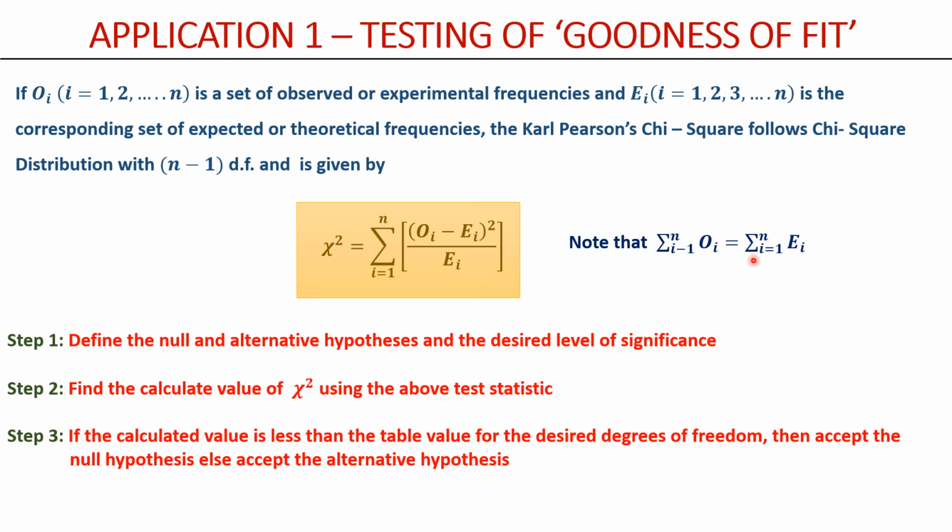So the working rule goes this way. We first define the null and alternate hypotheses, define the desired level of significance, then calculate the value of chi-square using the summation. We then see the chi-square table value at n minus 1 degrees of freedom and compare it with the calculated value. If the calculated value is less than the table value, then we accept the null hypothesis, else we reject it or accept the alternative hypothesis. Let's proceed and apply these in certain problems.